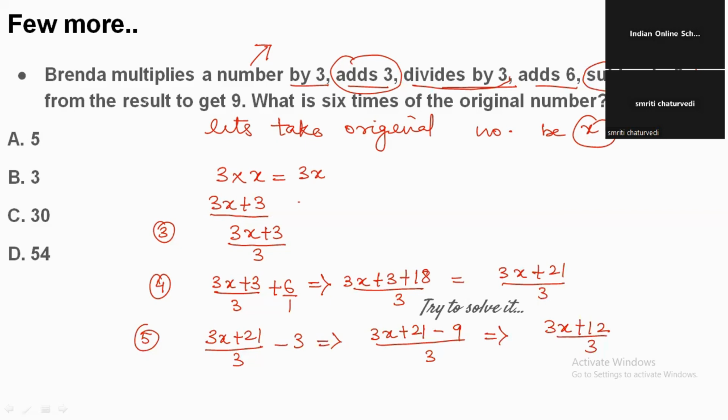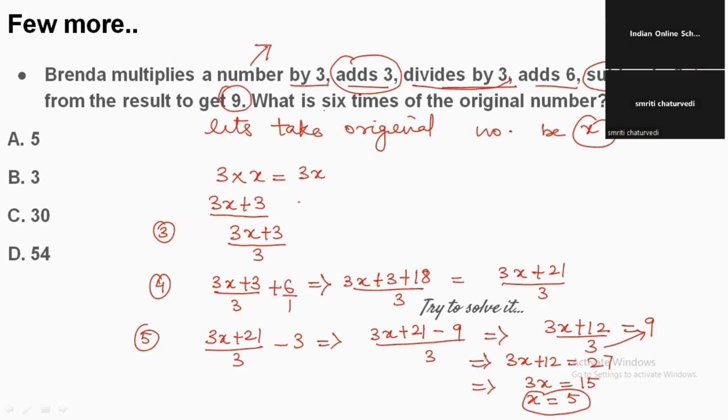Now in the last, the question is saying that after doing everything, the result is 9. So we have to put this whole equation equal to 9. When we solve it, we get 3x plus 12 is equal to 3 times 9, which is 27. Correct? Now 3x equals 27, and this 12 goes to the other side in minus form, so that is equal to 15. So we get 15 divided by 3, which is 5. So the value of the original number is 5.